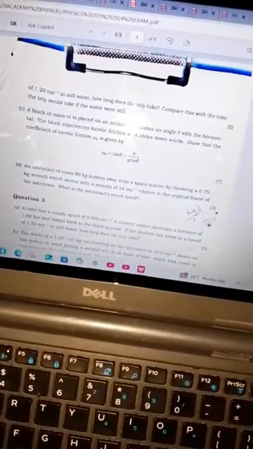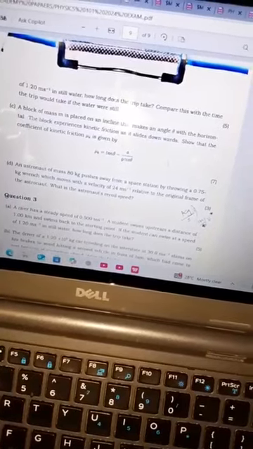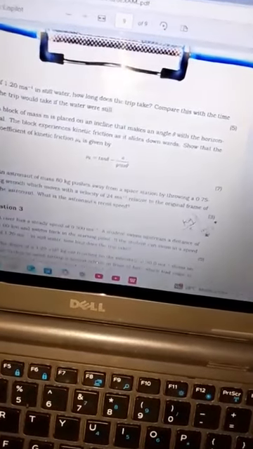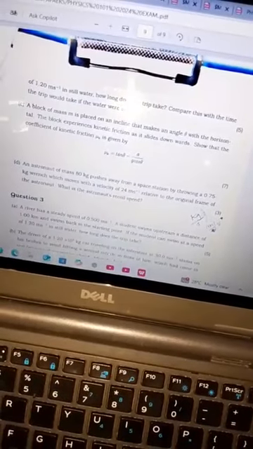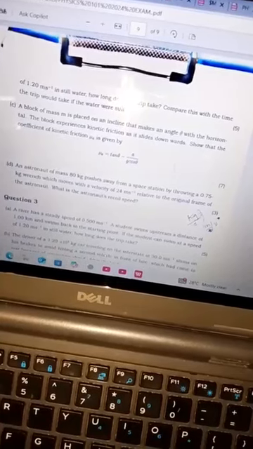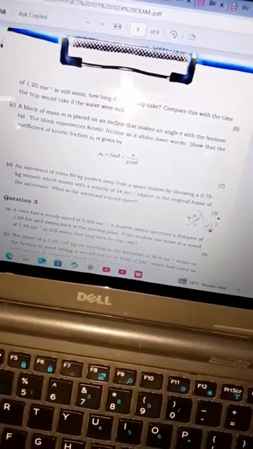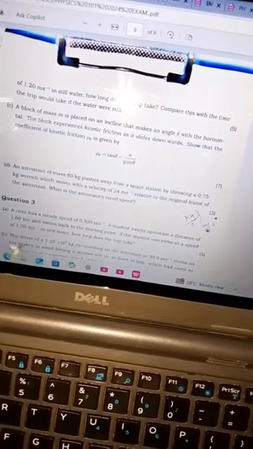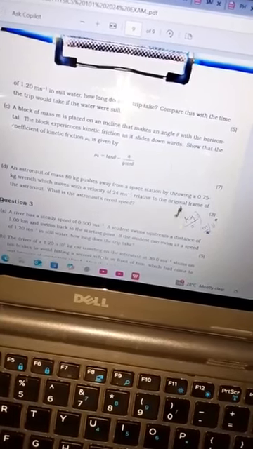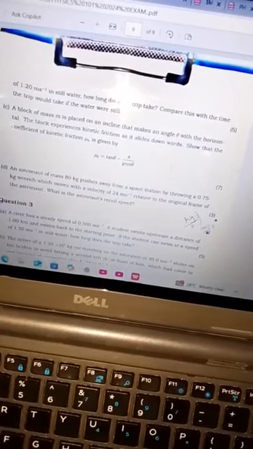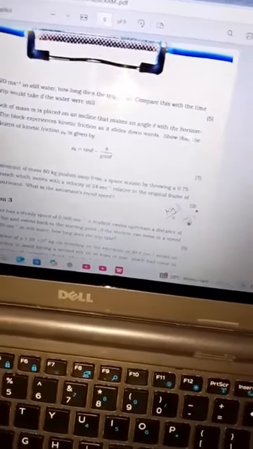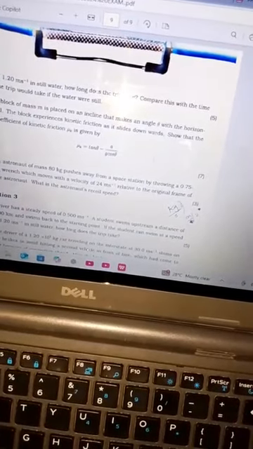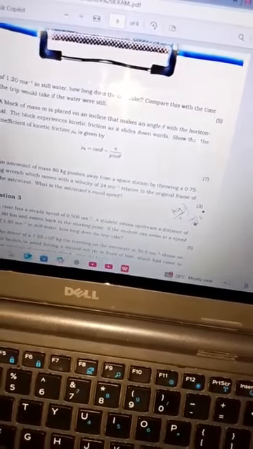A block of mass m is placed on an incline that makes an angle theta with the horizontal. The block experiences kinetic friction as it slides downwards. Show that the coefficient of kinetic friction mu k is given by mu k equals tan theta minus acceleration over g cos theta. 7 marks. 7 free marks, you guys. These are free marks.